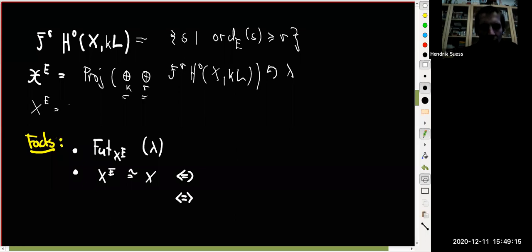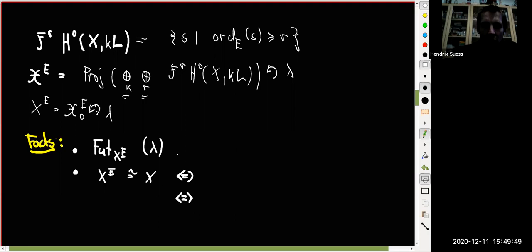So this is just the special fiber of this family. And this also comes with an action of lambda, just restricted to the special fiber. And yeah, you can also directly obtain this by taking the Proj of the associated graded object for this filtration.